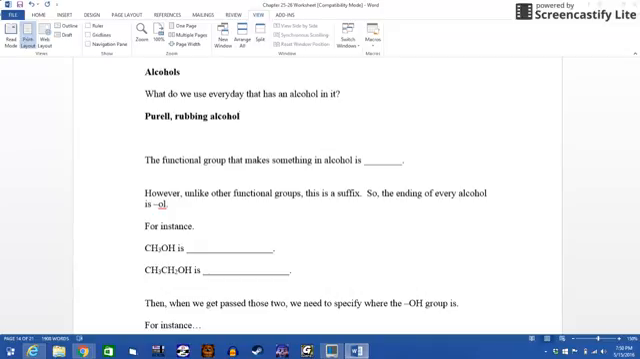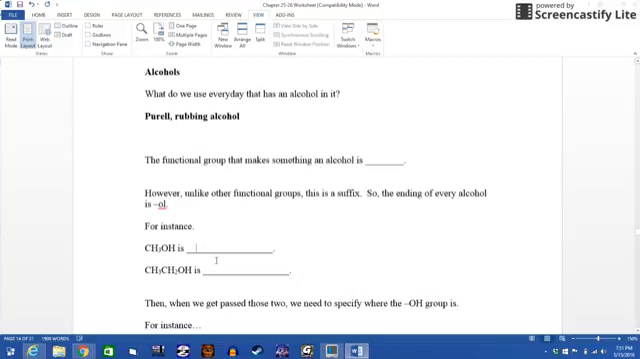Now, what is the functional group that makes something an alcohol? Sorry about the grammar there. The functional group that makes something an alcohol is, and you need to look at table R and fill in that blank. However, unlike other functional groups, this is a suffix. Whereas before we were saying chlorobutane, bromopentane, now we have a suffix, and at the end of every alcohol, we end with OL.